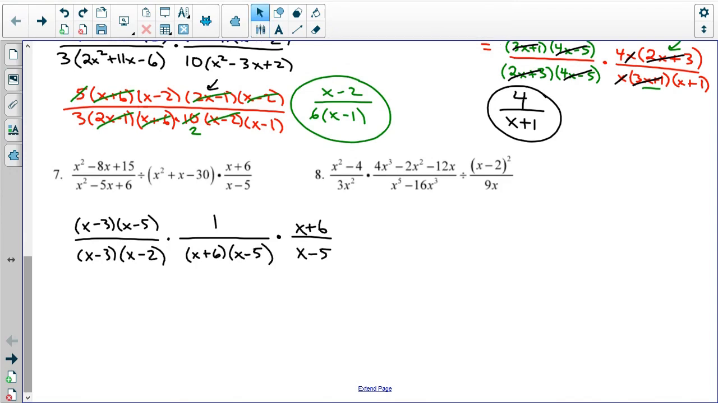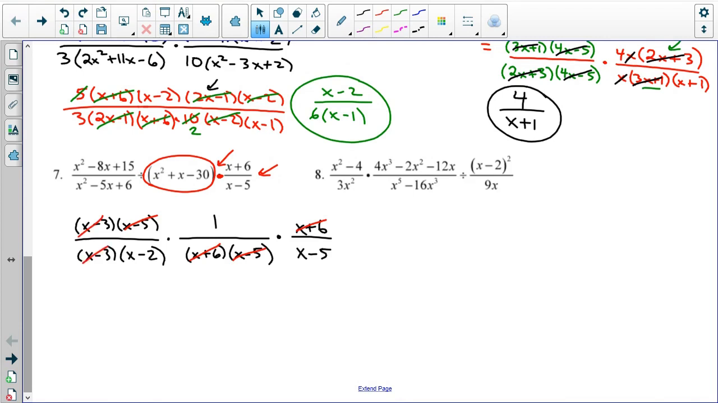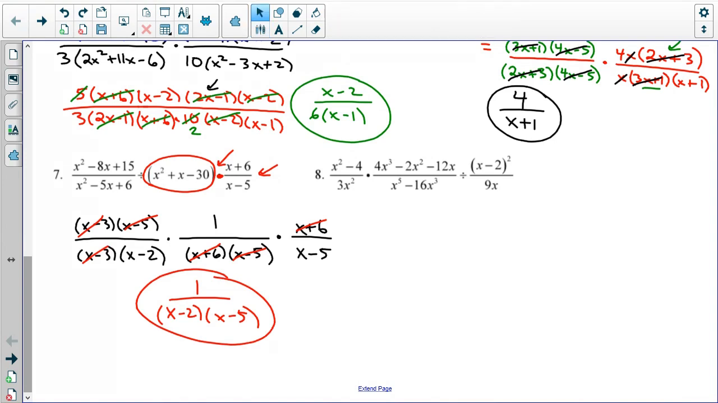And then I'm going to multiply by x plus 6 over x minus 5. So notice when I divide, I multiplied by the reciprocal instead. That does not mean that this part gets changed. The x plus 6 over x minus 5 stays the same because that was a multiplying problem. So now I'm going to start canceling things off that need to be canceled off. So I end up with 1 over x minus 2 times x minus 5. That's my final answer. Number 8.